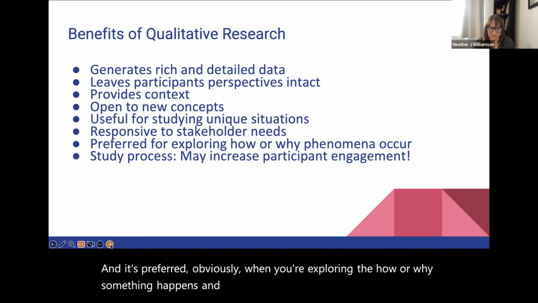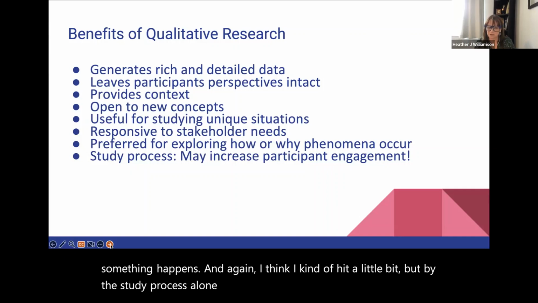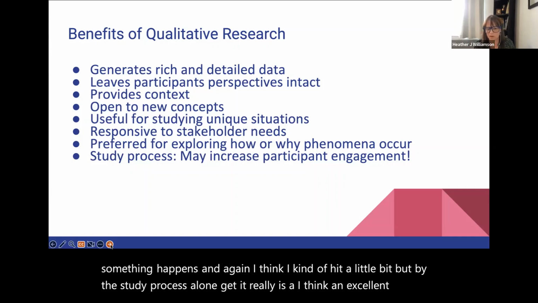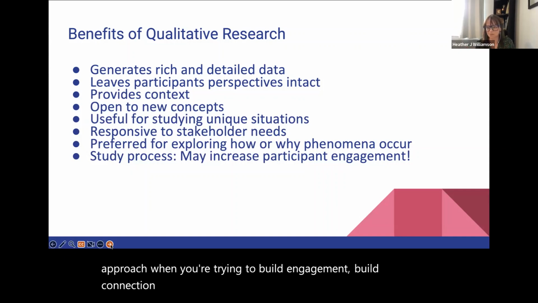And again, I think I hit this a little bit, but just by the study process alone, it really is, I think, an excellent approach when you're trying to build engagement, build connection, build collectives around an issue.